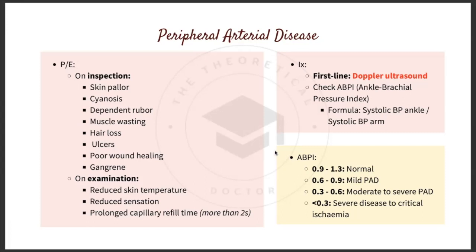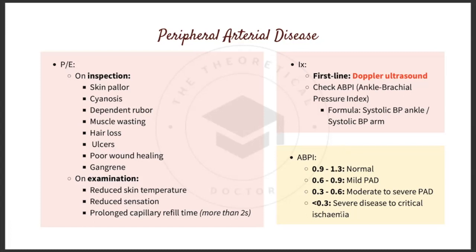So the investigation that you would do for this, the first line would be a Doppler ultrasound, and you can also check the ABPI. ABPI stands for Ankle Brachial Pressure Index. The formula for that would be you take the systolic BP of the ankle, divide it by the systolic BP of the arm. You will get a value.